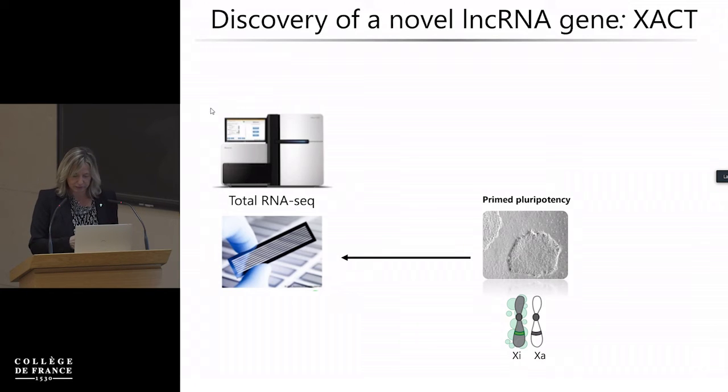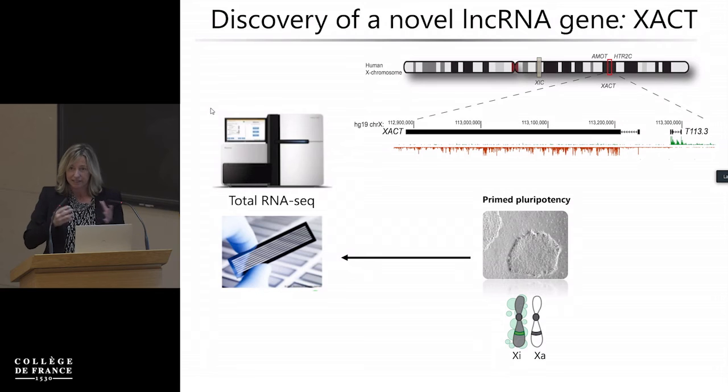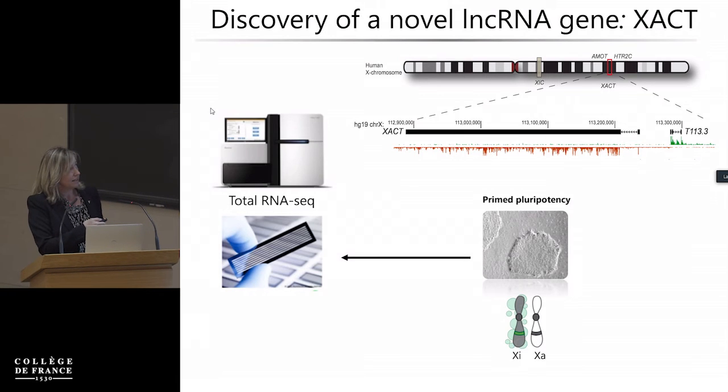And so to do so, we did RNA-seq, nothing very original, but we tried to analyze the data in a different manner. And this led us to the identification of a novel transcript that is quite long. Actually, it's a 250 kilobase locus that is transcribed with a single splicing event. And so this locus is located completely outside of this X inactivation center region.